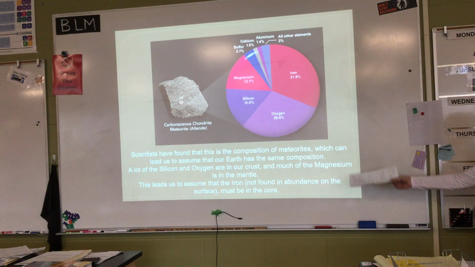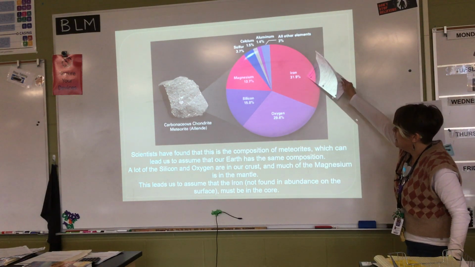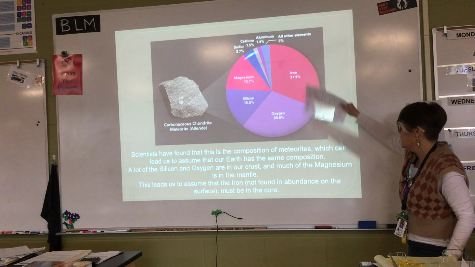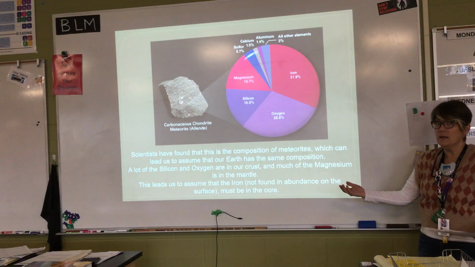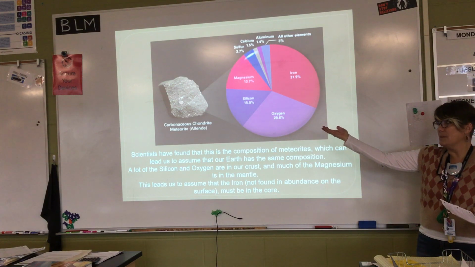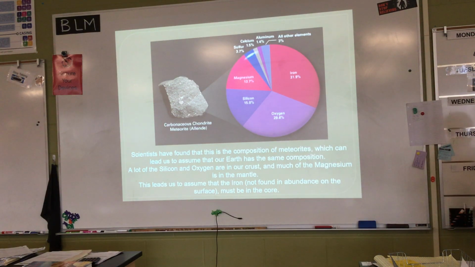Scientists have found that the composition of meteorites is mostly iron, okay? And so when we look at that, we can assume that our Earth has the same composition. Why? Because those meteorites are made of the same material that our planet is made of. They came from the same disk swirling around the sun.